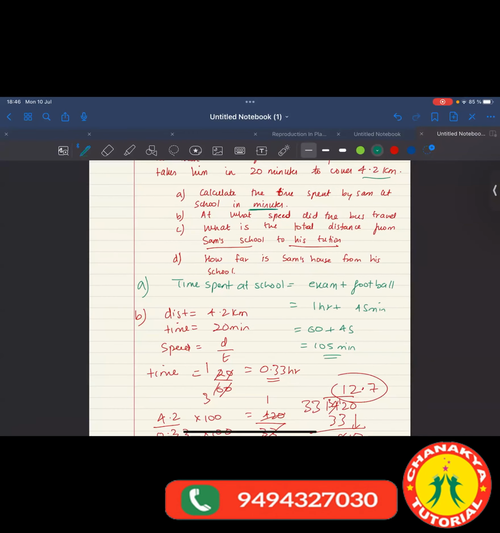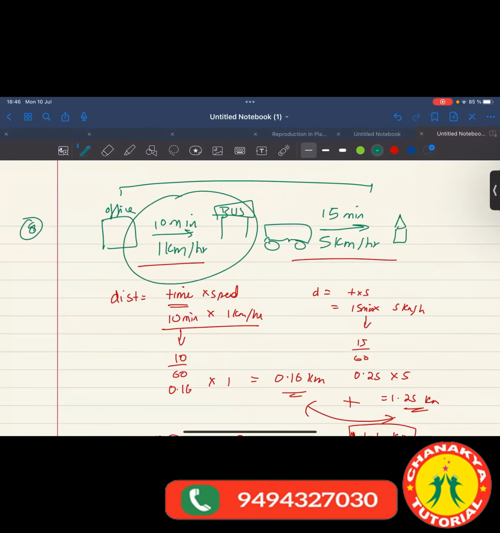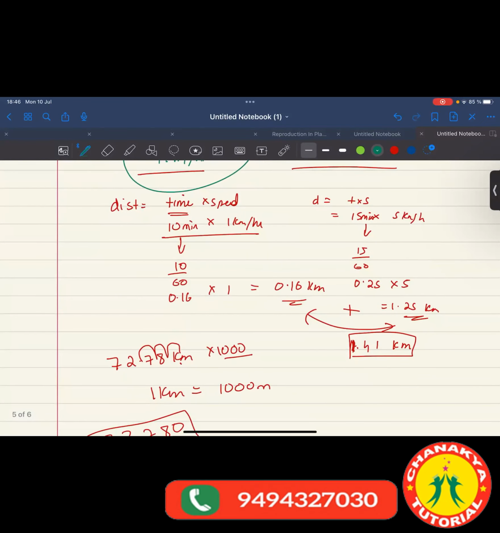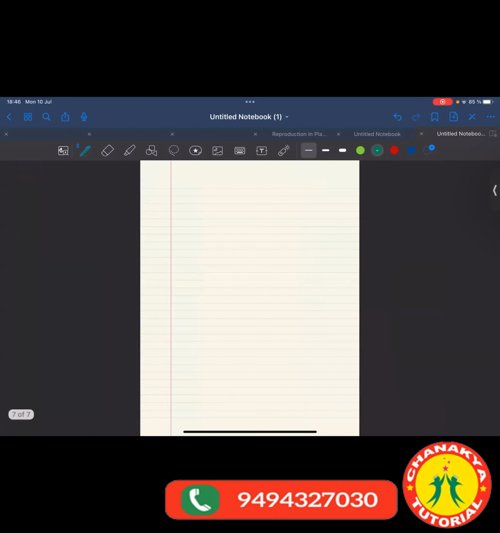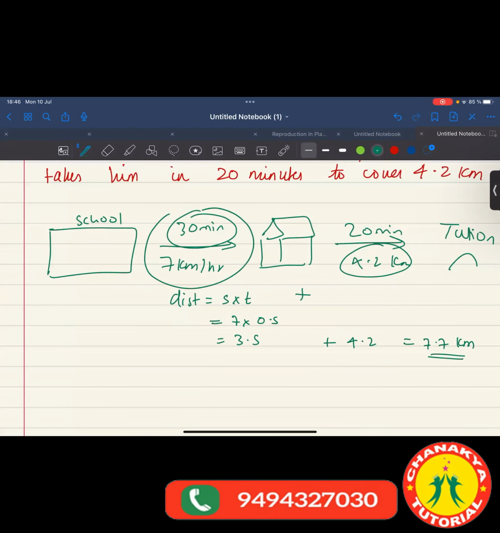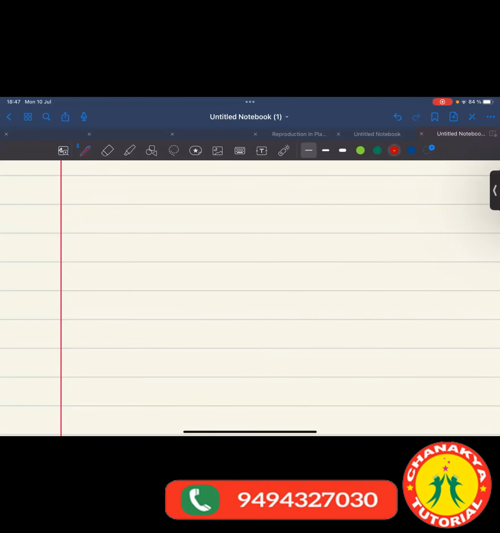The last question is, how far is Sam's house from his school? That is over here, which you have already found. You've already found over here, 3.5 kilometers. That is the last answer. I hope all of you have got the answer somewhat. Yes? Yes, ma'am. Okay.